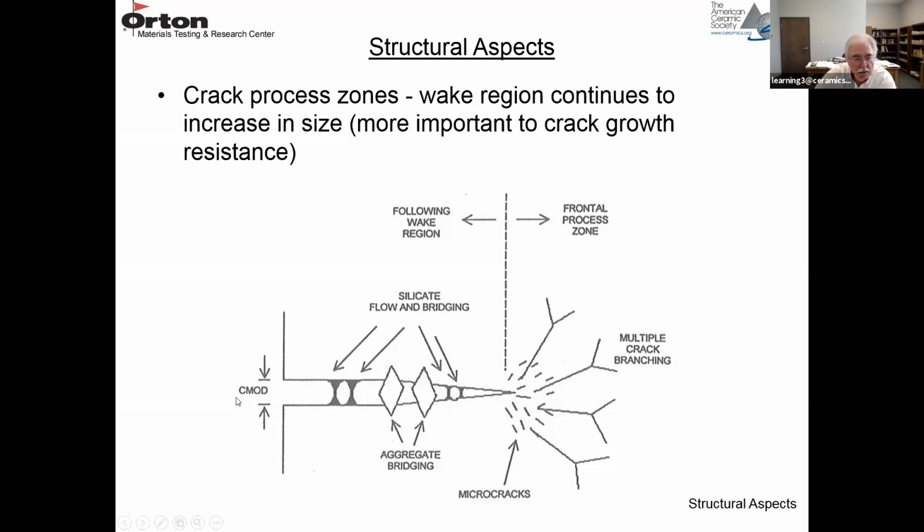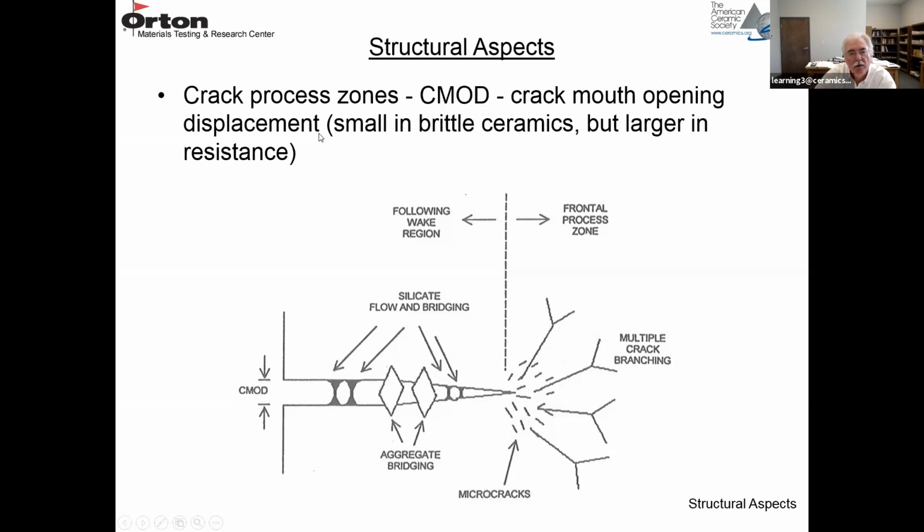In a refractory, this opening, the crack mouth opening displacement, will be quite large. In a high strength ceramic, it's going to be very small. You're not going to have this type of bridging. You're going to have a short crack that's going to fail at a high strength rather catastrophically. So the crack mouth opening displacement is small in brittle ceramics, but large in refractories because of all the bridging that takes place in the crack wake.